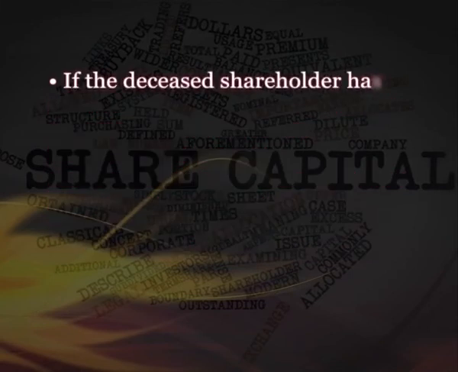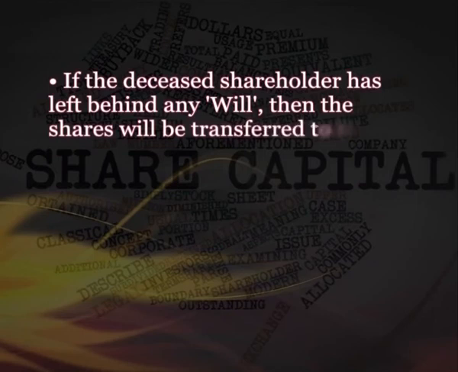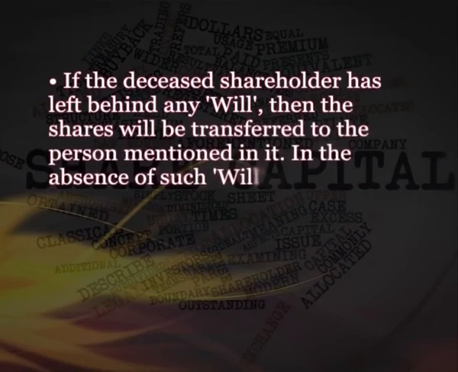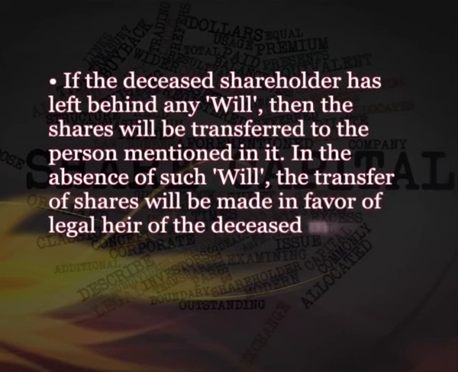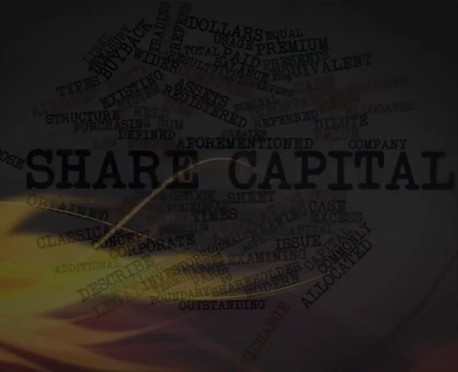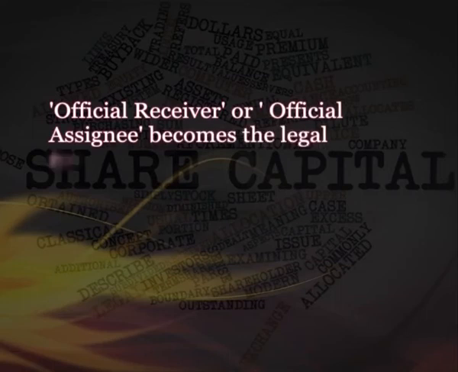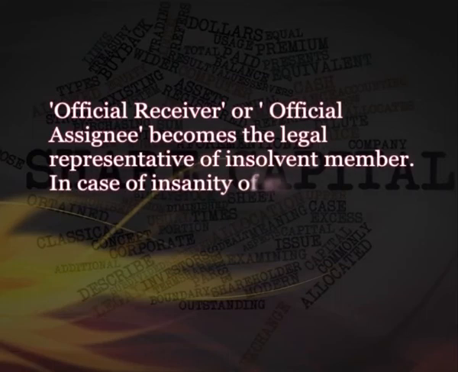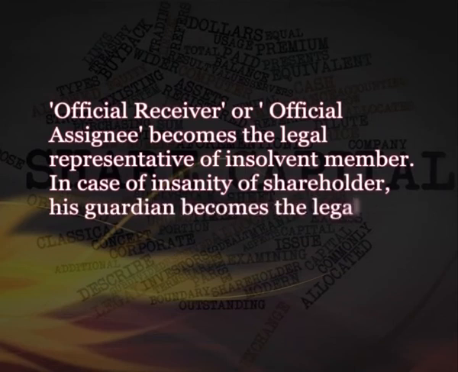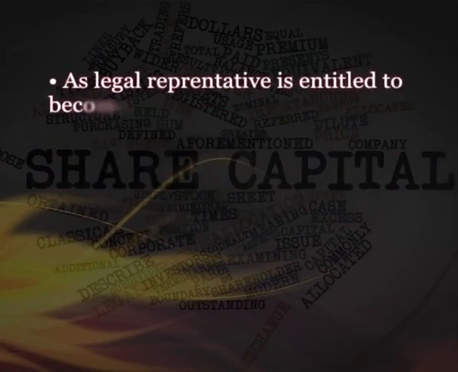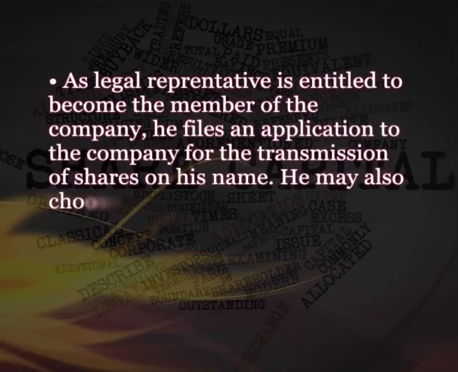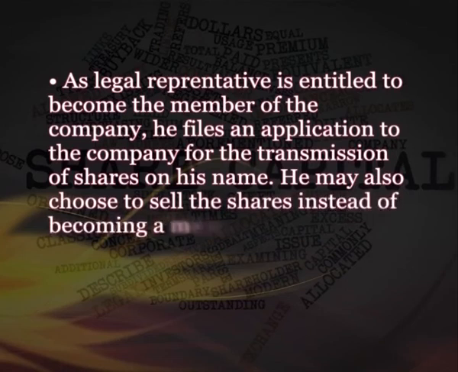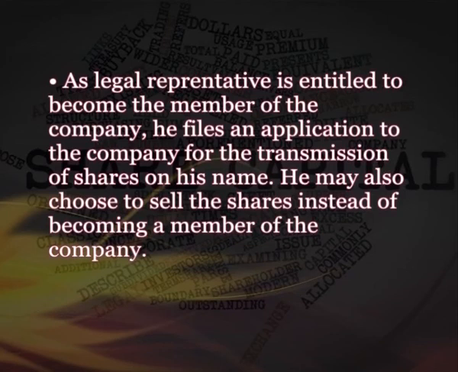If the deceased shareholder has left behind any will, then the shares will be transferred to the person mentioned in it. In the absence of such a will, the transfer of shares will be made in favor of the legal heir of the deceased member. The official receiver or official assignee becomes the legal representative of an insolvent member. In case of insanity of a shareholder, his guardian becomes the legal representative. As the legal representative is entitled to become a member of the company, he files an application to the company for the transmission of shares in his name. He may also choose to sell the shares instead of becoming a member of the company.